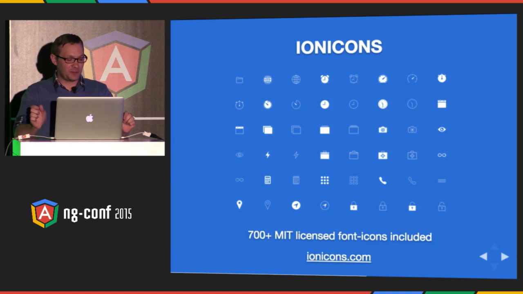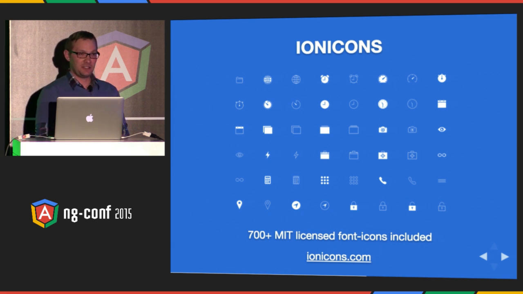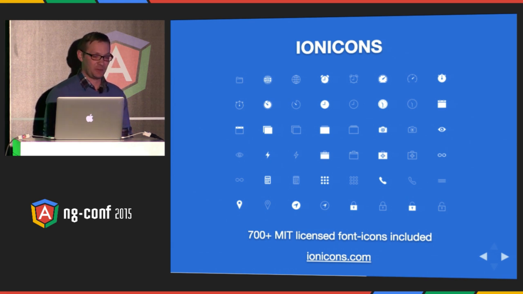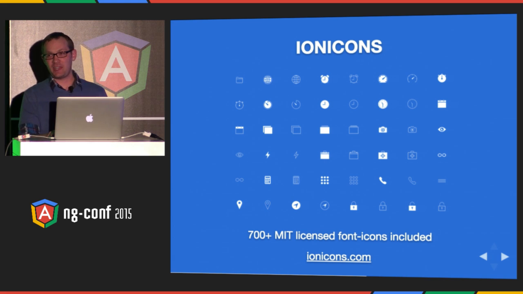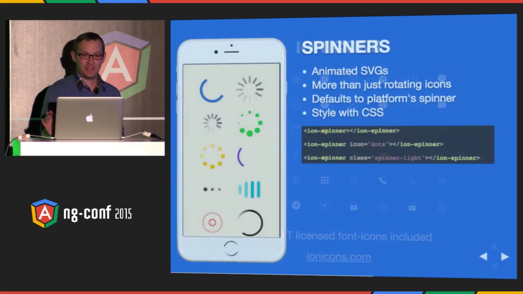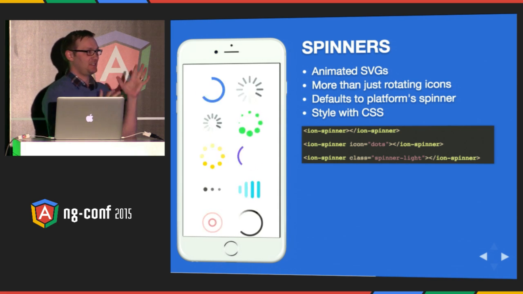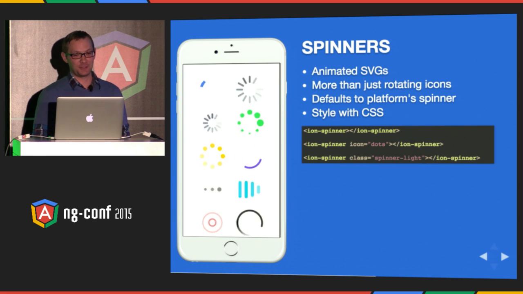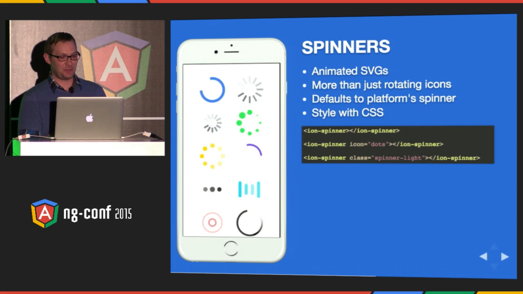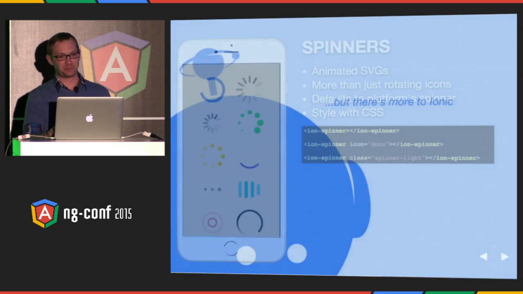Ionic also comes with over 700 MIT licensed font icons that you can use to include material design and iOS icons. And if you've used Ionicons in the past, you may be wondering why we removed rotating icons. And that is because we now have rotating or animated SVGs, which we realized that just rotating a static image really wasn't that cool. So we wanted to provide something that looked a little bit cooler, and that's what we were able to do here.